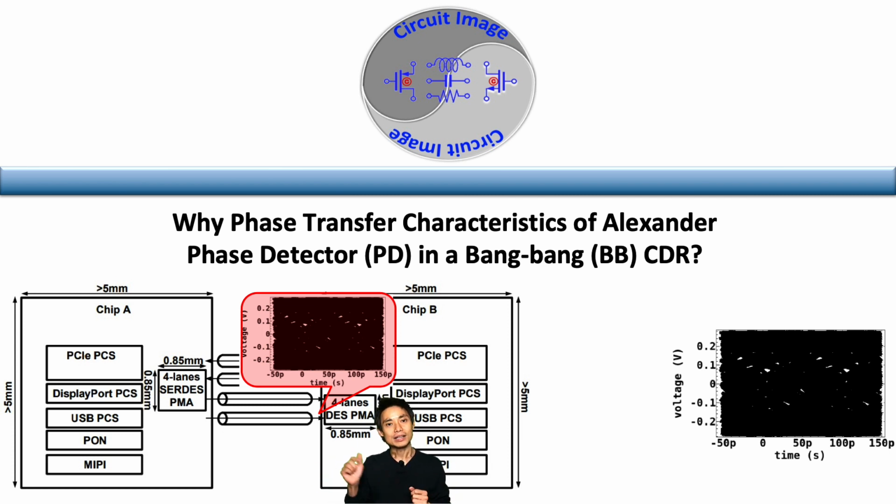So, in this video, we will talk about why you need the phase transfer characteristic of the Alexander bang-bang phase detector, PD, in a bang-bang CDR, such that we could tell if this closed eye will work for CDR or not. Easy.